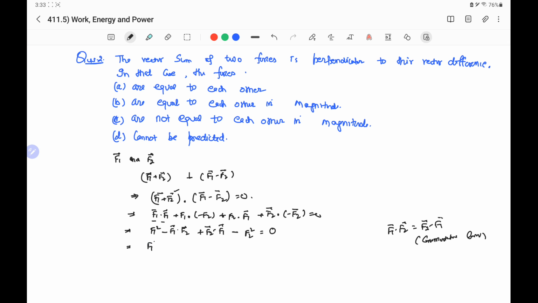So we will have F1 square minus F1 dot F2. Replacing F2 dot F1 with F1 dot F2, we will have plus F1 dot F2 minus F2 square equal to 0. And these two terms get cancelled because they are equal but opposite in sign. Therefore, we will have F1 square equal to F2 square, or F1 equal to F2. We are discarding the negative sign because F1 and F2 both are the magnitudes of the vectors. Hence, option B is the correct option.